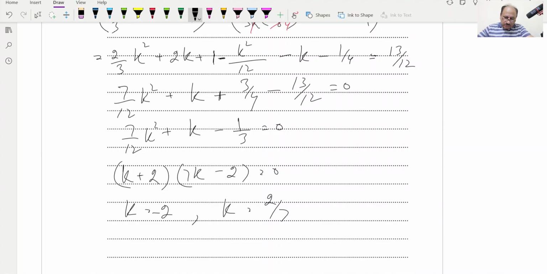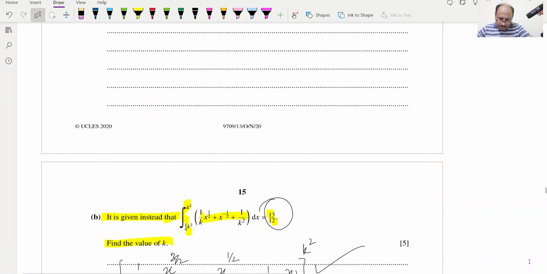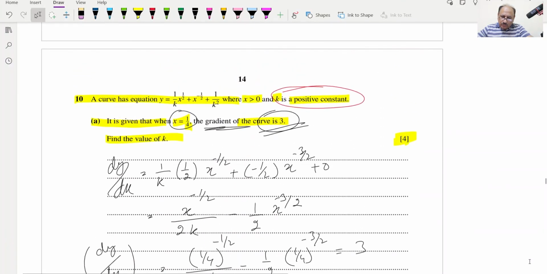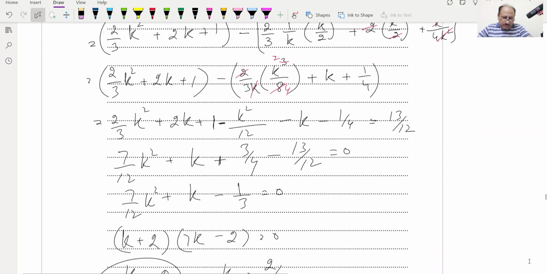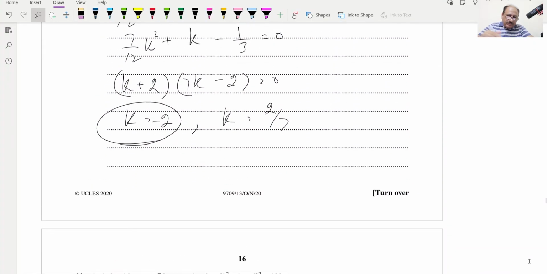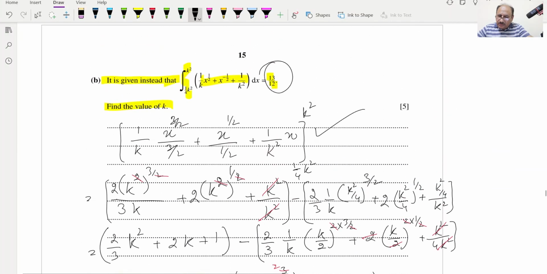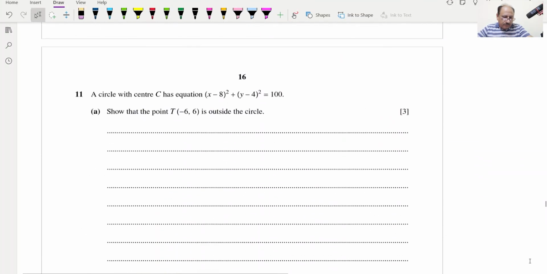If we see, they are saying k value in the question, they have given k is a positive constant. So positive constant, hence we can reject this value which is negative, and our value will be k is equal to 2 by 7. This will be the final answer, and this was the 5-mark part which we have done.